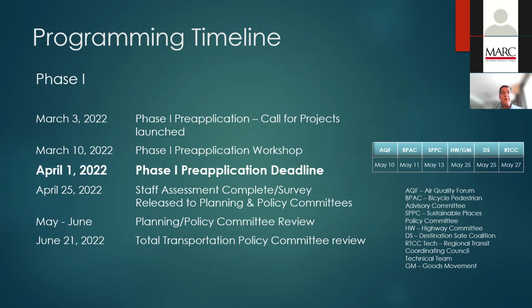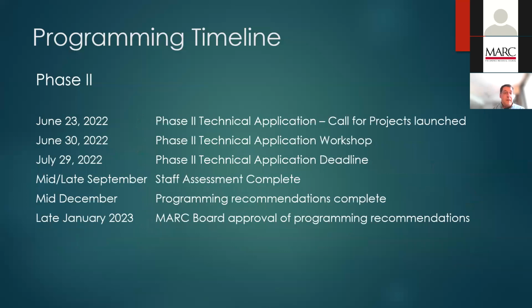You can see a list of those planning and policy committees there off to the right, as well as some tentative meeting dates for each of those committees for when they will start working on the assessments from their perspectives. We'll continue that work through May and June and wrap up phase 1 with a presentation to our Total Transportation Policy Committee at their meeting on June 21st. Next slide. Following that meeting on the 21st, we will move into phase 2, and we anticipate opening the second phase of the call for projects on June 23rd.